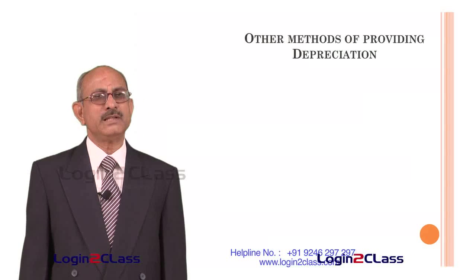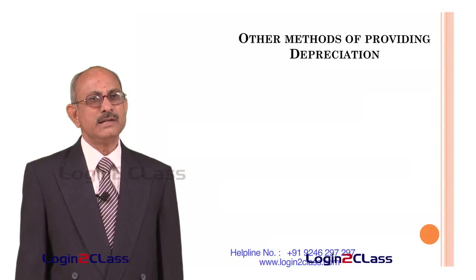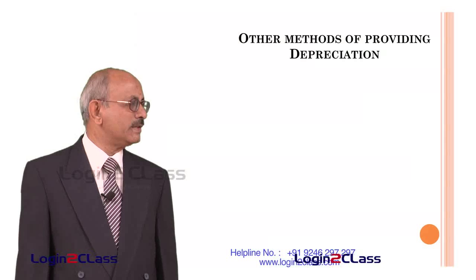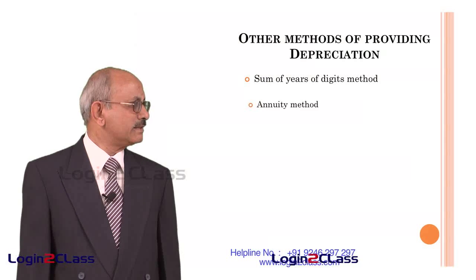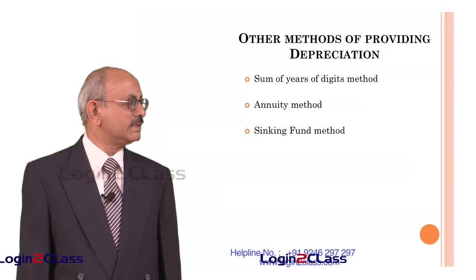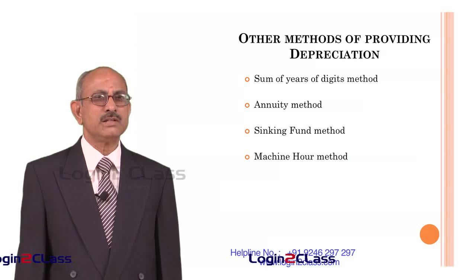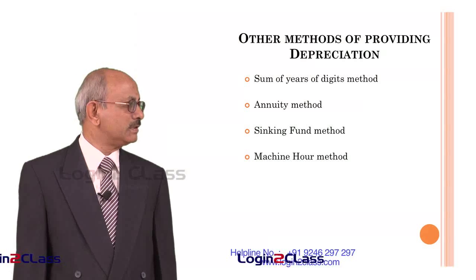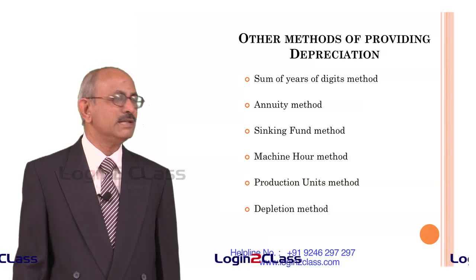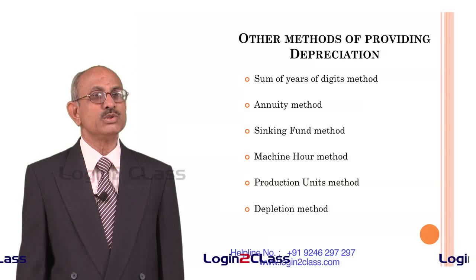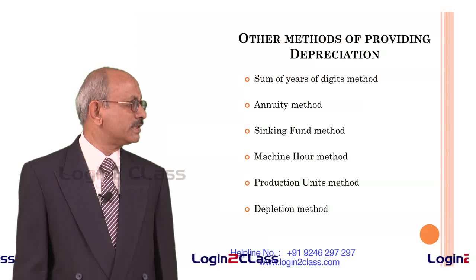There are a number of other methods also used in calculation of depreciation. Some of them are: one is called the sum of years of digits method, second is the annuity method, third is the sinking fund method, fourth is the machine hour method, fifth is the production units method, and finally we have the depletion method. These are the different methods which are used in calculating depreciation.